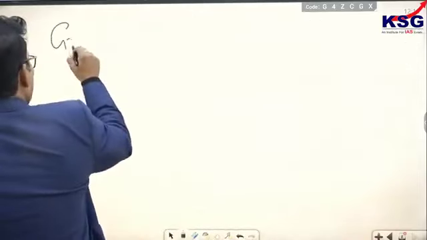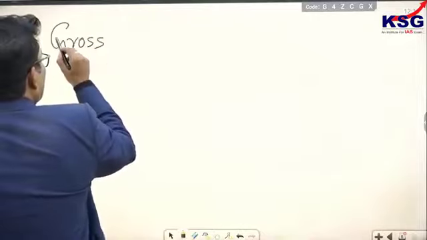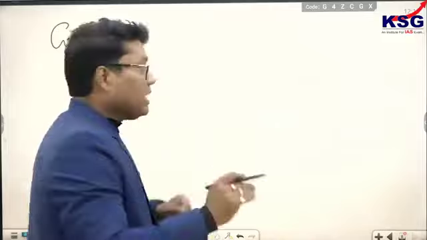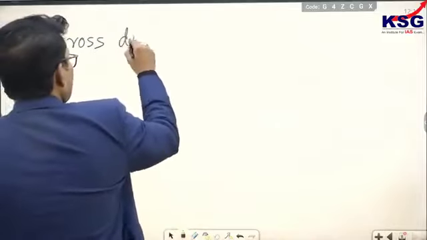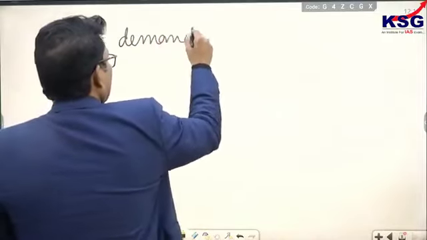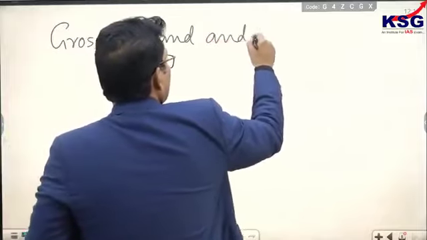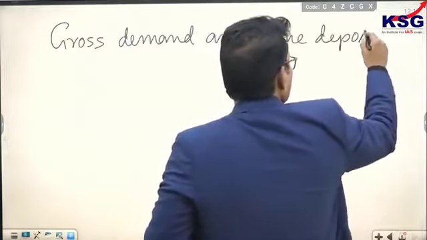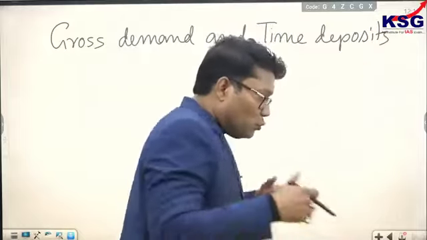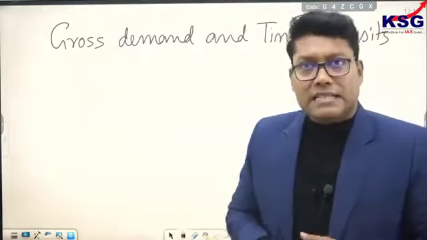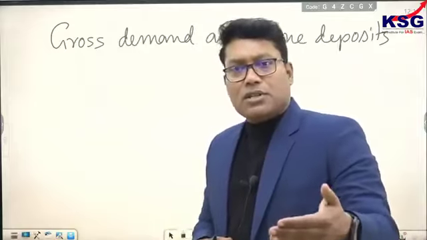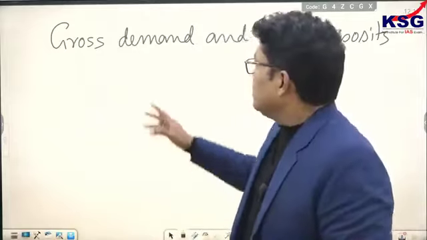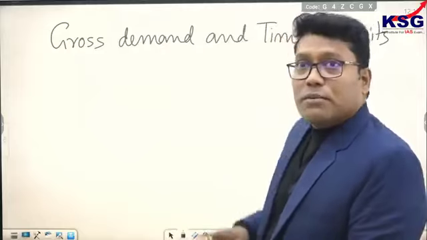So the total amount, or you can say the gross amount. Gross means total. The gross fund with the banks, we can say, is the gross demand and time deposits. If you take the total amount a bank has, it will be either demand deposits or time deposits. So the total combined amount is the gross demand and time deposits.